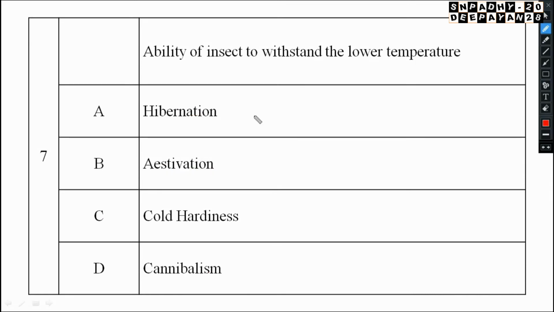Then, the ability of an insect to withstand lower temperature, what is the terminology? Options are hibernation, estivation, cold hardiness and cannibalism. The answer is cold hardiness. They have cryo-protective compounds which prevent the formation of ice crystals, so that they can withstand freezing temperatures.